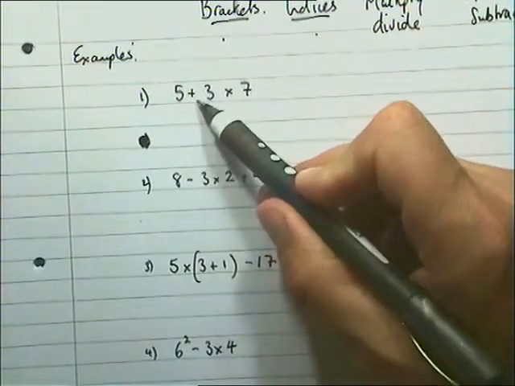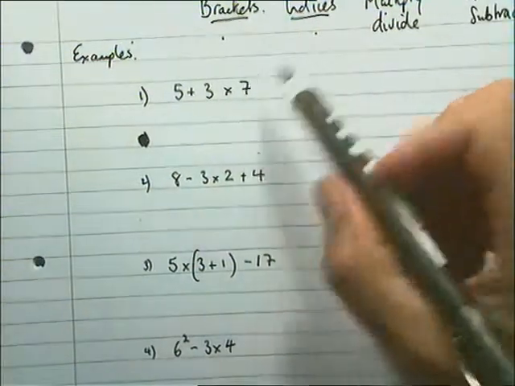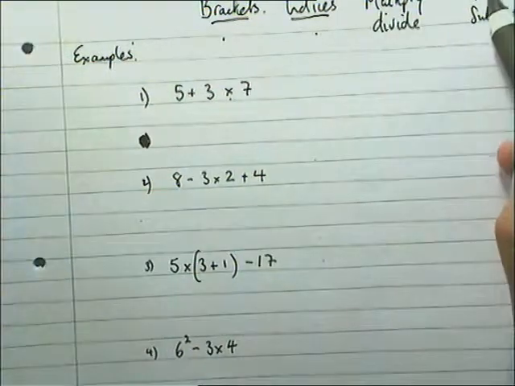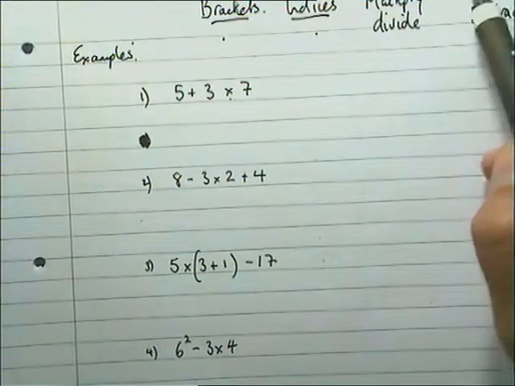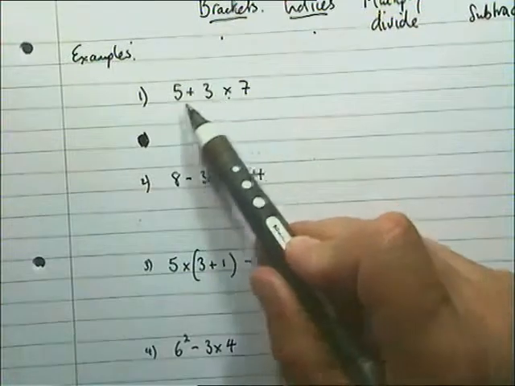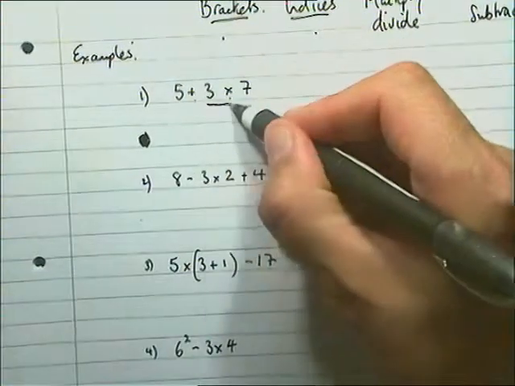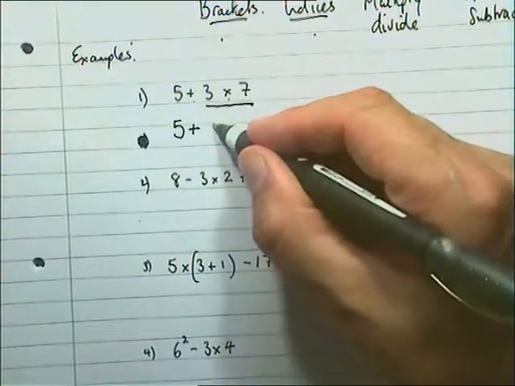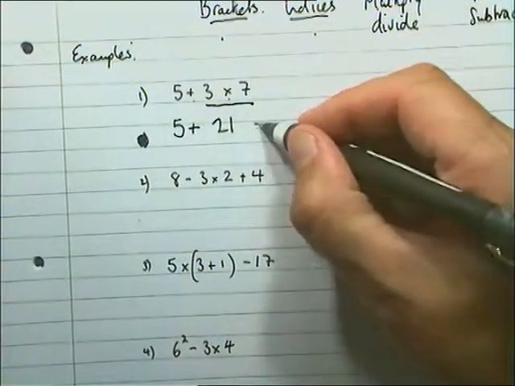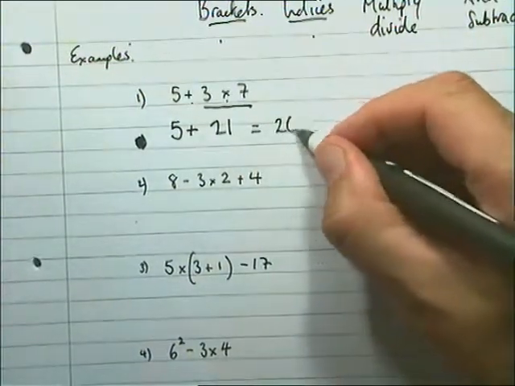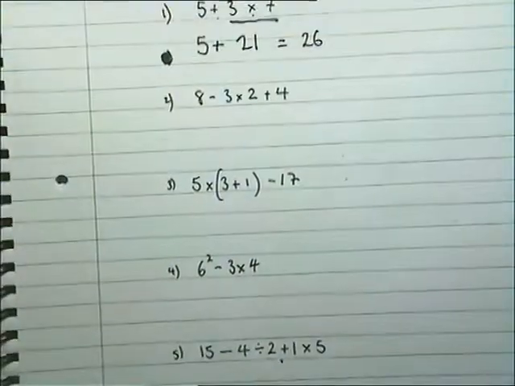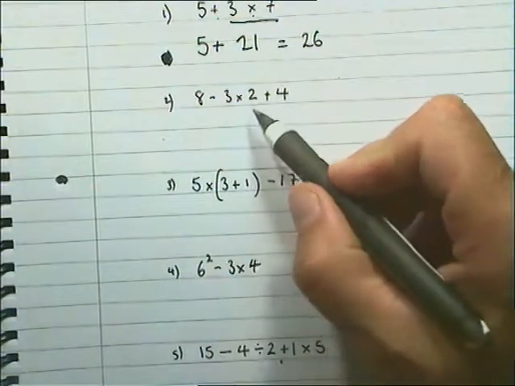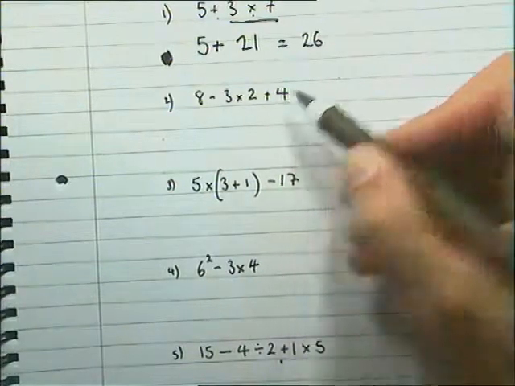So 5 plus 3 times 7. Now the most prevalent one here is multiply, because multiply comes before addition and subtraction. If it was add, subtract, we just do it in order, but as it's add, multiply, you have to do this one first. So that becomes 5 plus 3 times 7, which is 21, and you can add the two numbers together, that's 26.